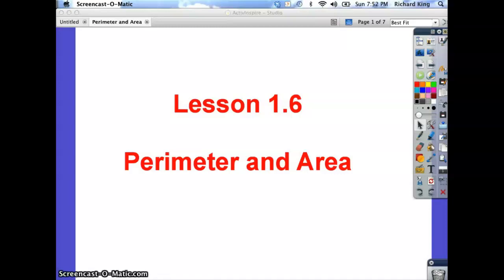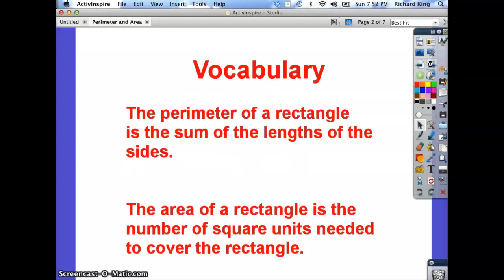This is lesson 1.6, perimeter and area. First, we're going to have two vocabulary terms. First, the perimeter, which is your first vocabulary term, of a rectangle is the sum of the lengths of the sides. Second, the area of a rectangle is the number of square units needed to cover the rectangle.